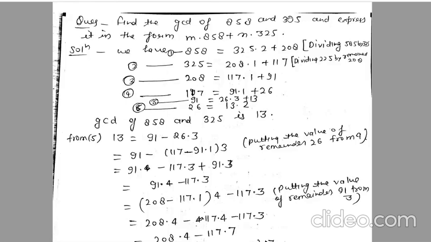Now, we express this number in the form of m into 858 plus n into 325.